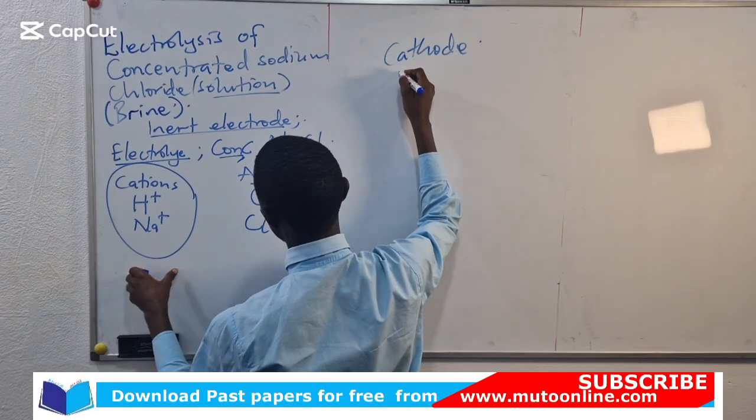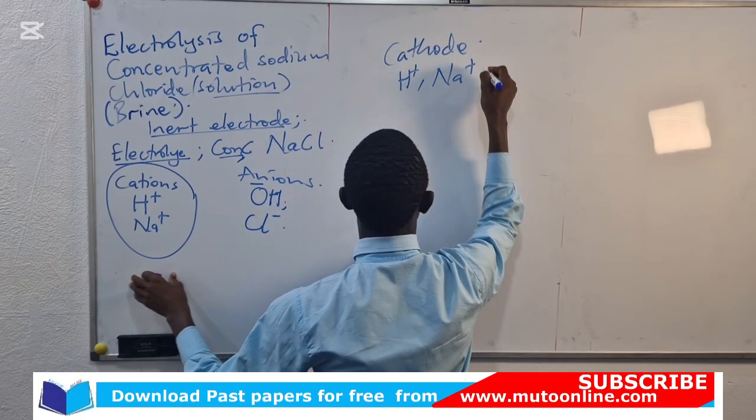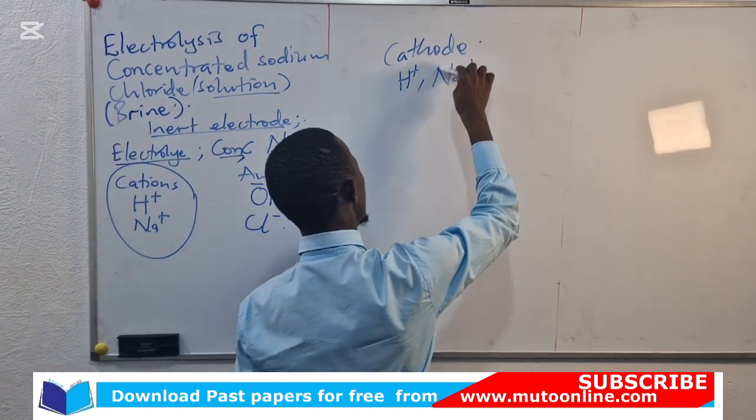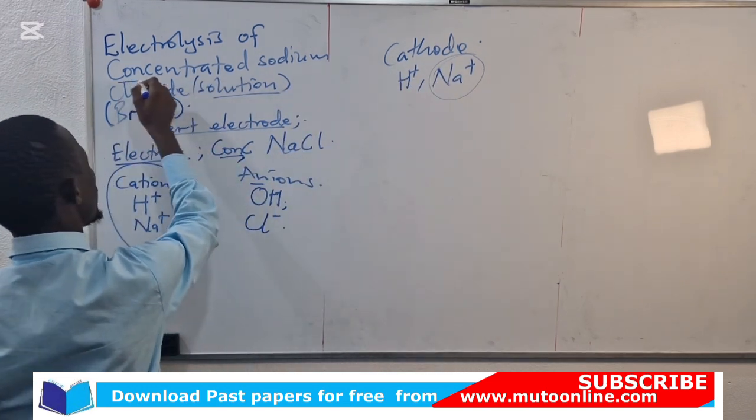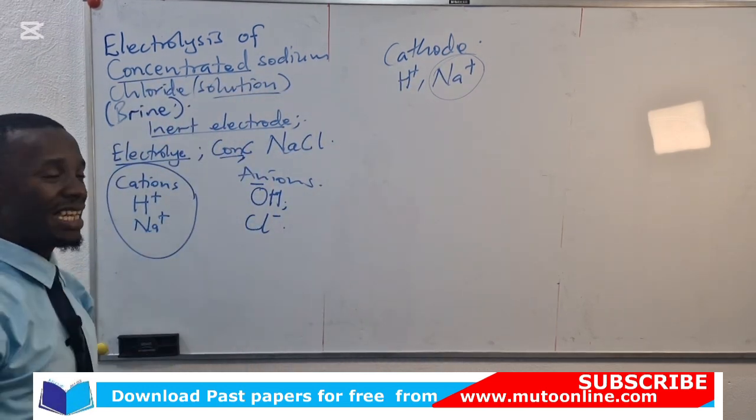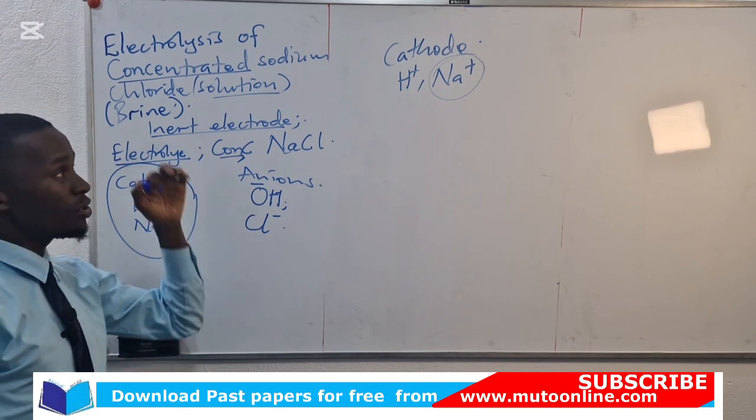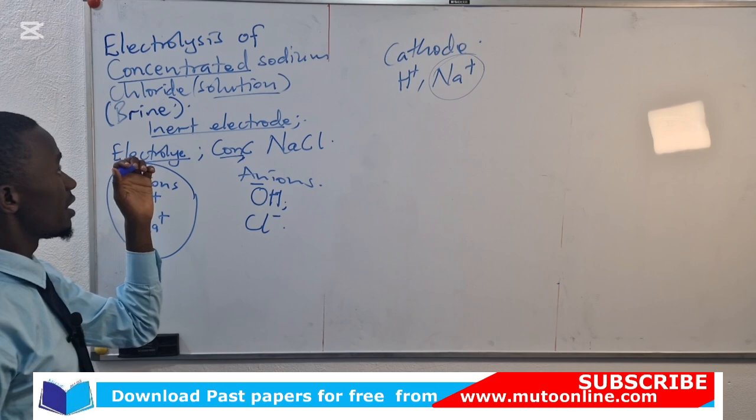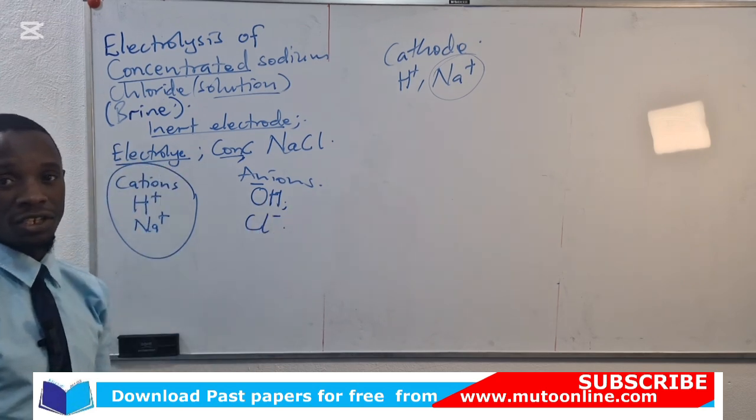So to the cathode, both the hydrogen and the sodium ions will migrate there. This time the discharge will be determined by the concentrations of the ions in the electrolyte, not the nature of the electrode, and not the position of the element or the cation in the reactivity series.